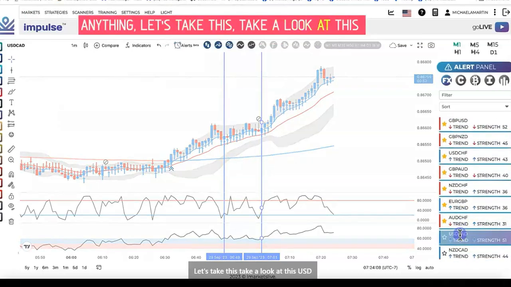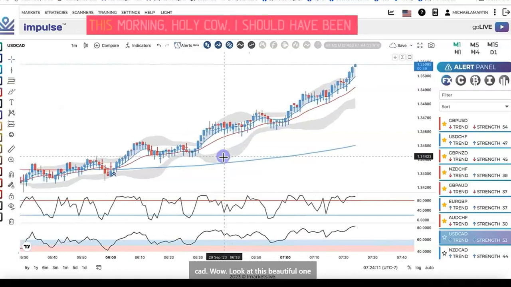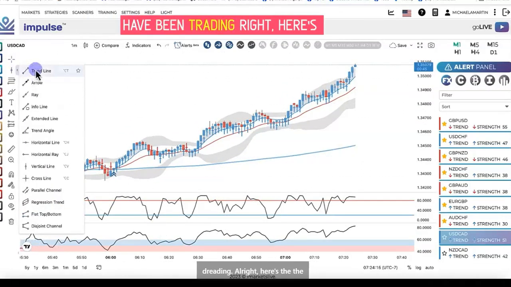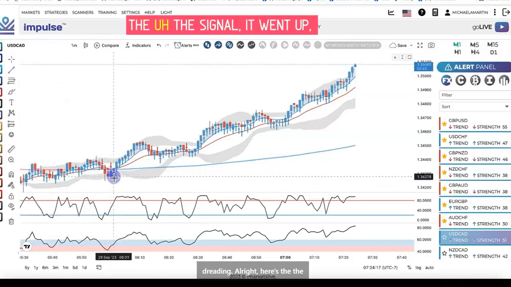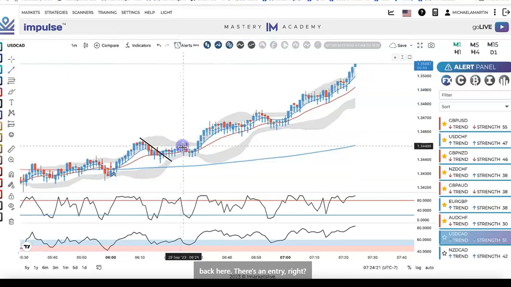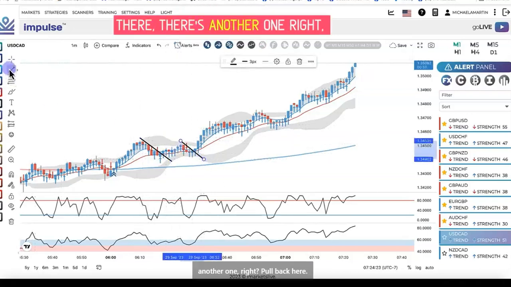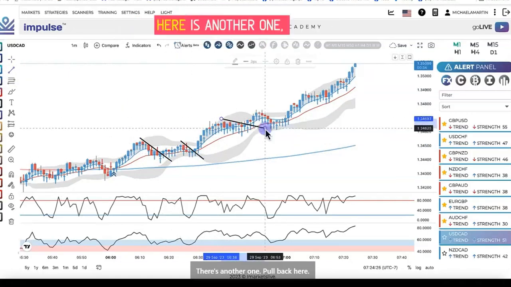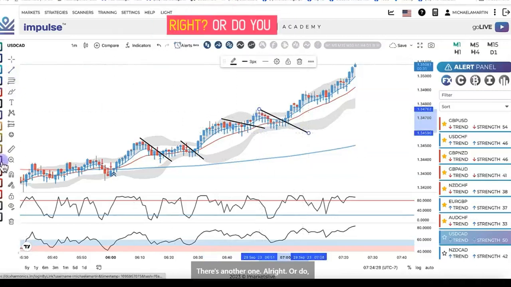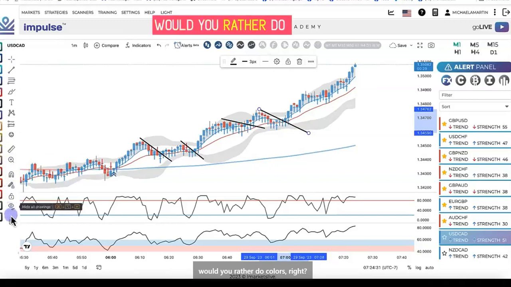Let's take a look at this USD CAD. All right, look at this beautiful one this morning. Holy cow! I should have been trading. All right, here's the signal. It went up. You get your pullback here. There's an entry. All right, you got a pullback there. There's another one. Pullback here. There's another one. All right, or would you rather do colors?